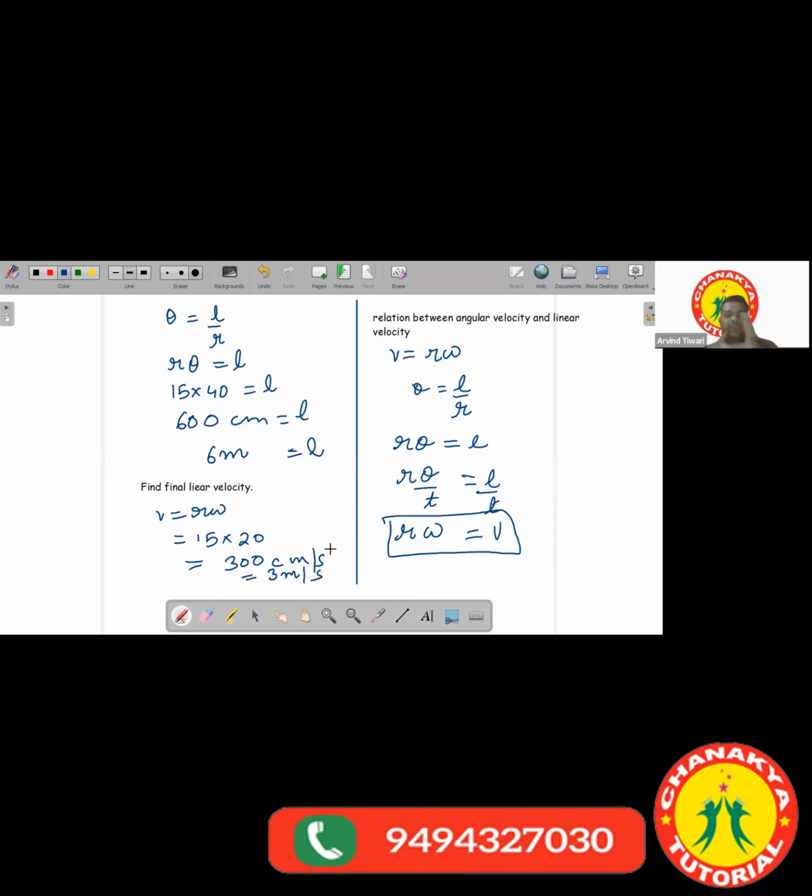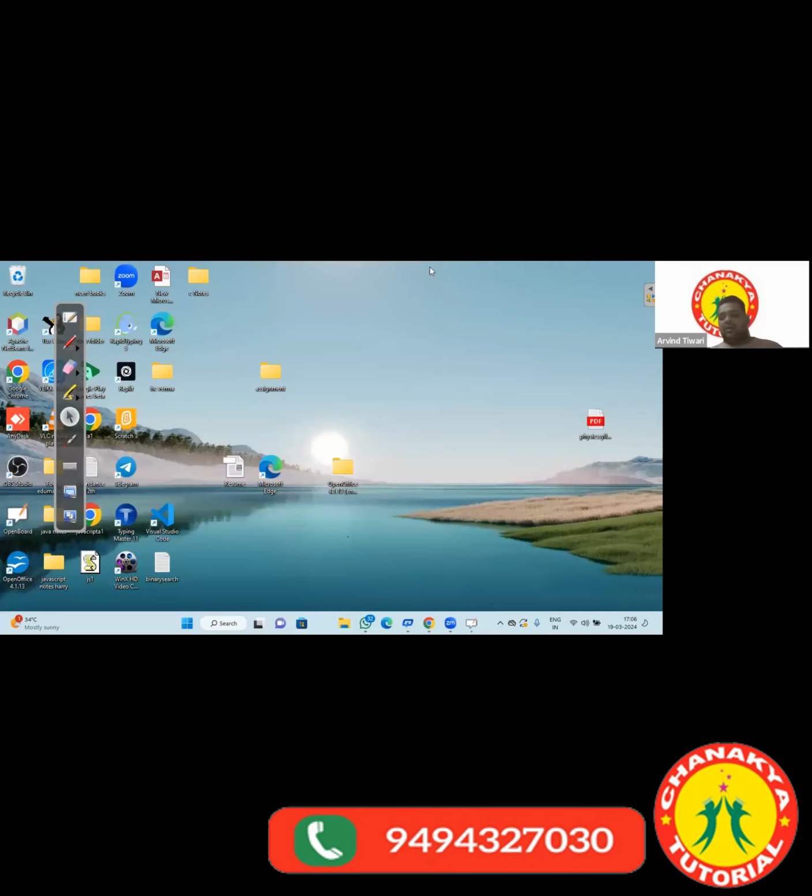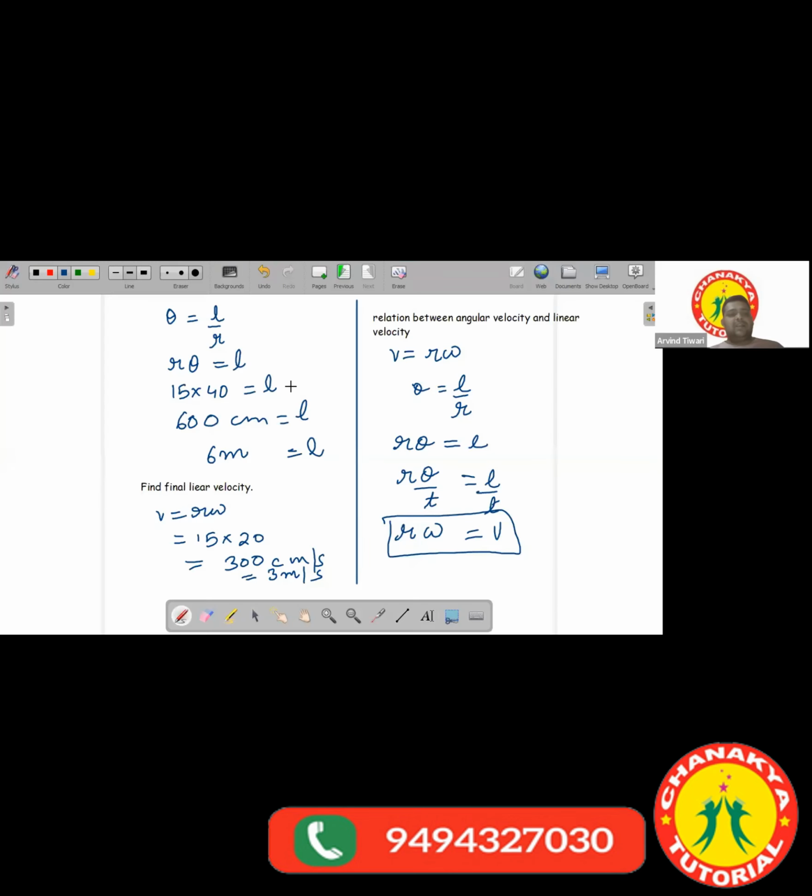So I hope you are able to understand, you are able to correlate all the things together. Yes, sir. Okay. So we'll do just one or two questions. See, all these are your linear velocities and linear accelerations relating to the angular ones. So just hold on, I'm getting one more question. Hold on a minute, just let me get the book.